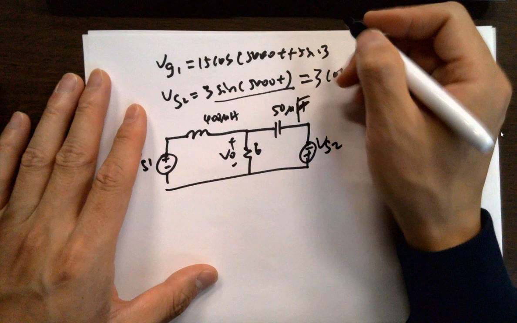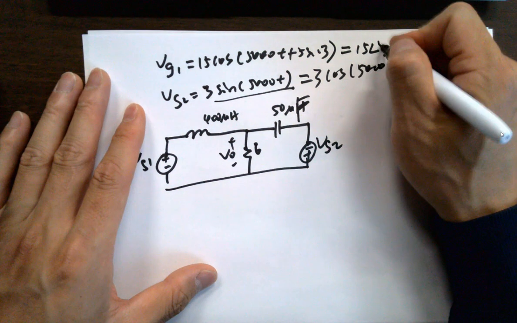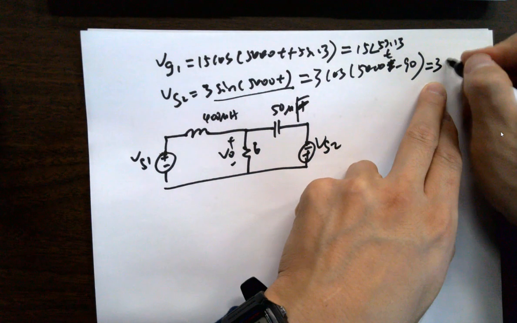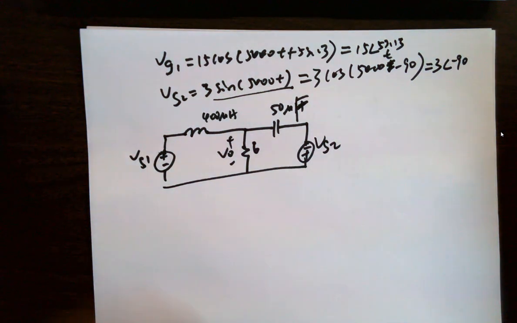So this is also what? This is 15 angle 53.13 degrees, and this is what? This is 3 as amplitude and 90 minus 90 degrees, right? Polar form.